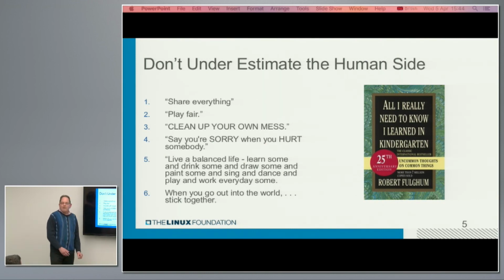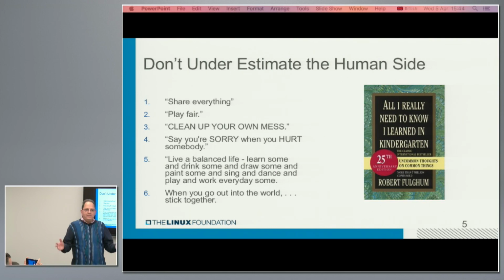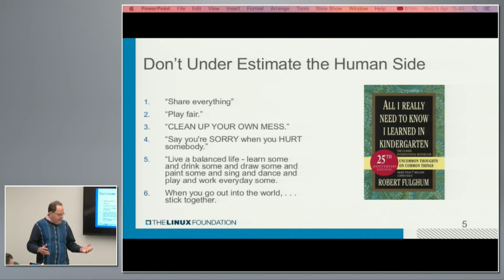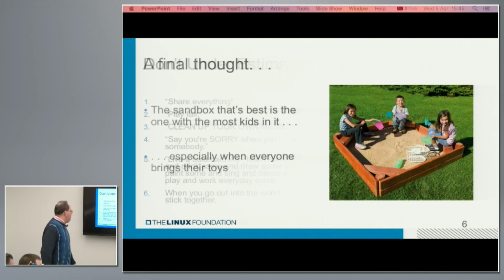And then say sorry when you're hurt. This is about people. This is the key of this whole open community. It's not about technology. It's about people working together. And then when you go out into the world, stick together. This is a community. This is not something that is just individual organizations trying to get the best of one another. Now, of course, there are common interests. It's just a question of how do you take advantage of the community versus the individual contributions? That's key to open source.